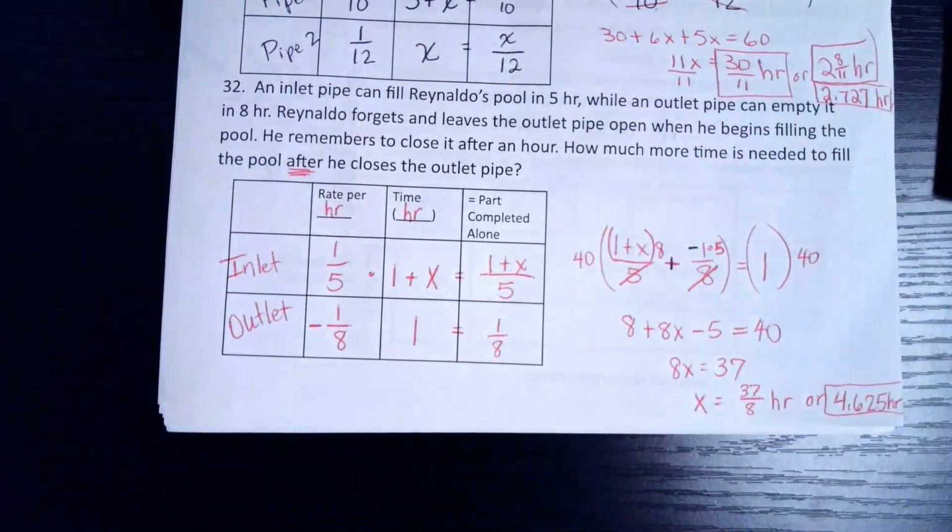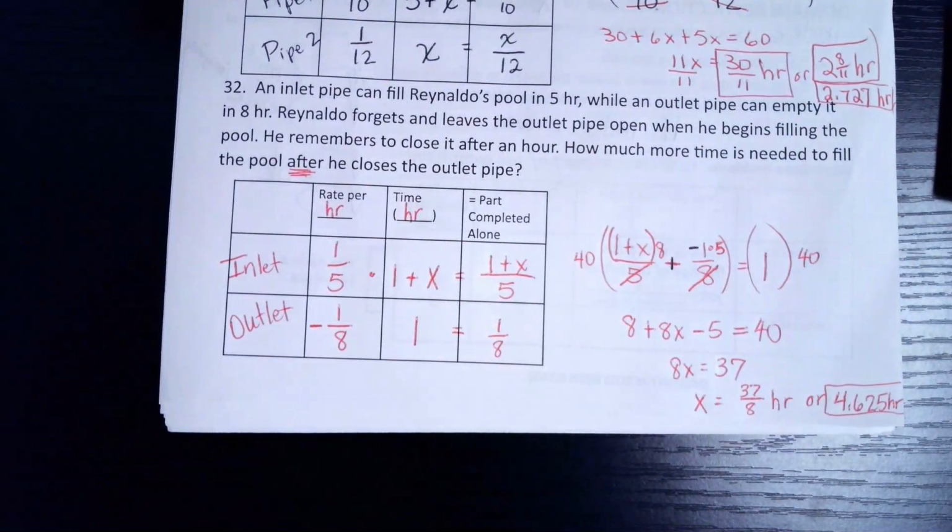Because they could have asked you that. So they might have said, how long did it take for Ronaldo to fill the pool from the time this problem started? What is the total amount of time that it took to fill the pool? And then you would need that 1 hour. But they worded it where they excluded the 1 hour.